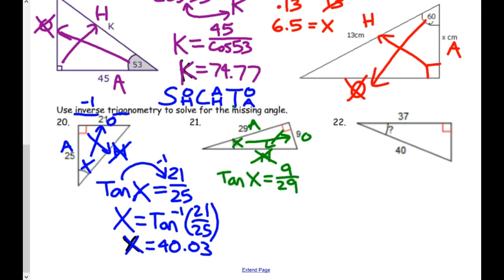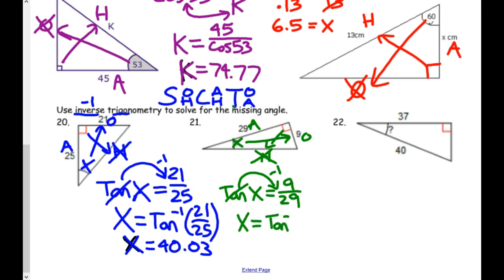And then I'm going to move the tangent to the other side, right? So it's got to go over here. But to get to the other side of the equal sign, it's going to turn into an inverse. Okay? So here we go. X equal sign. Tan on the other side now, but it's inverse. 9 over 29.